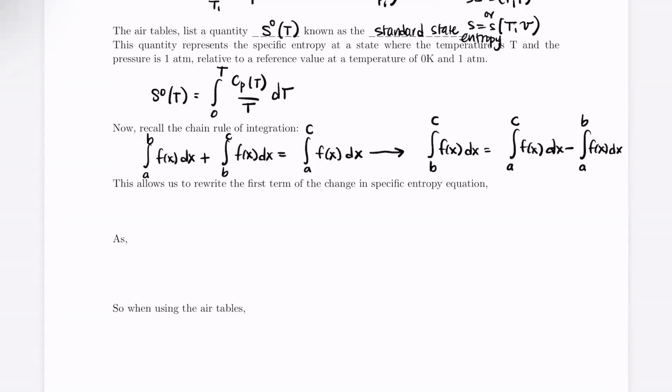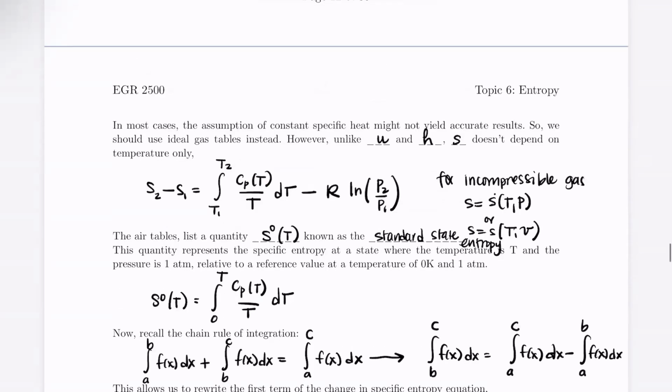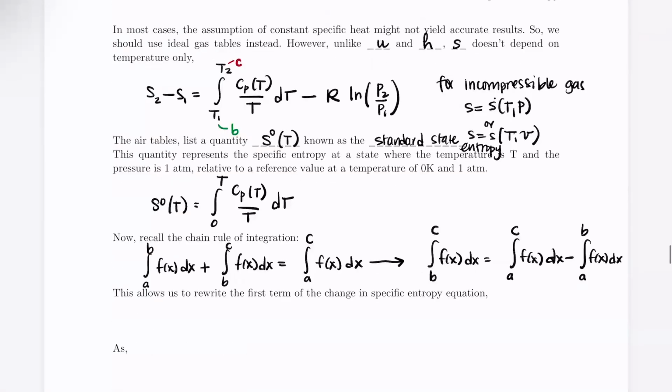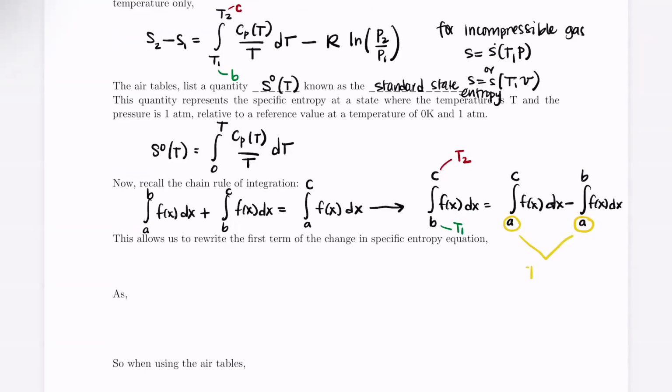So this probably looks kind of random that I've brought this up. The reason is because we can think of this as T1 is our b and T2 is our c. So if we want to know an integral from T1 to T2, we now need to use this arbitrary spot a, and we're going to use that as our absolute zero temperature. So we're going to let this be our T equals 0 K. Okay, so this is where this S0 is going to be useful to us.